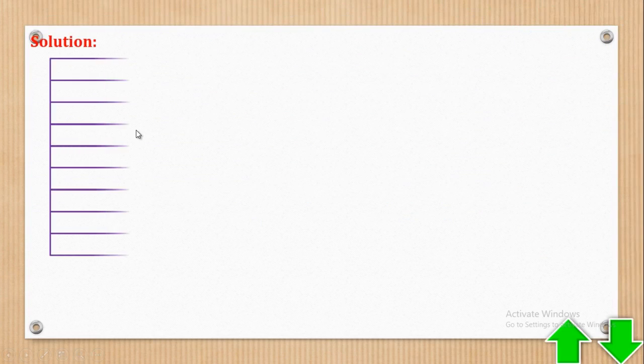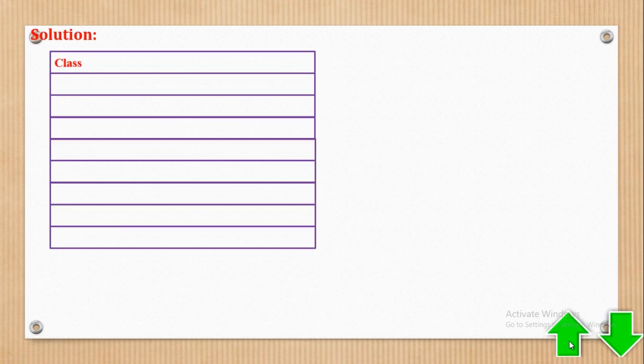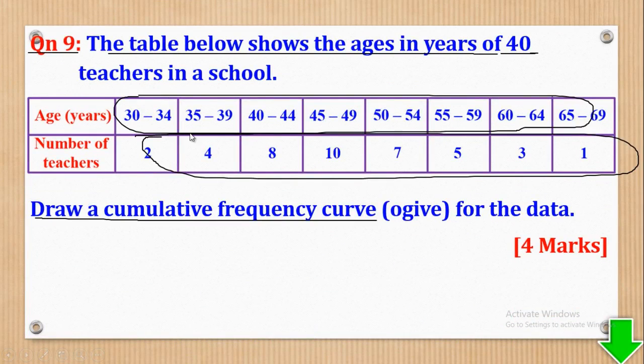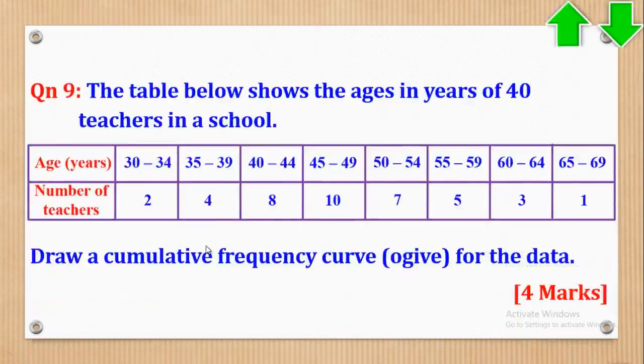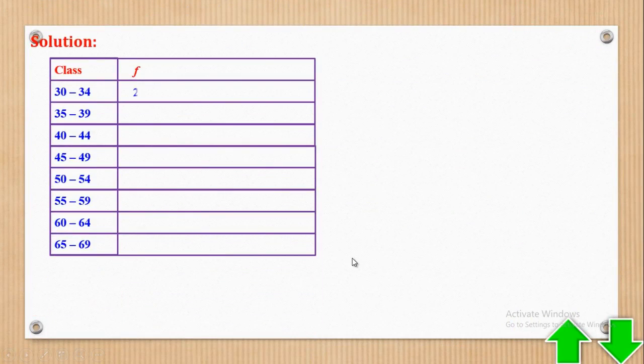So before we draw the cumulative frequency curve, we have to first complete and tabulate our results. For the class, it is the same as these very values for the ages, so that's what we are going to write under class. The next will be frequency. Frequency is the same: these very values for the number of teachers is what we shall write under frequency. So you shall come and write that.